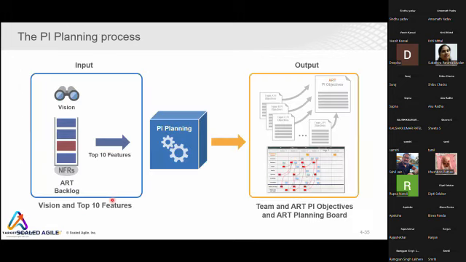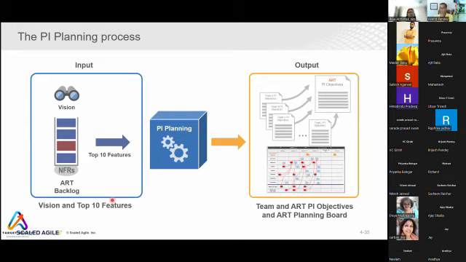Okay. So in the PI planning process, what are the inputs and what are the outputs? Before PI planning, you should be ready with your vision. Vision means a future state of the product. And the top 10 features, which is from an ART backlog. ART backlog is nothing but a backlog which is one level up from the team backlog. You are aware of the team backlog that you maintain in your Scrum. ART backlog is the ART-level backlog or the program-level backlog, where all the teams' backlogs are consolidated together and high-level features are kept. So from there you have to pick up the top 10 features.